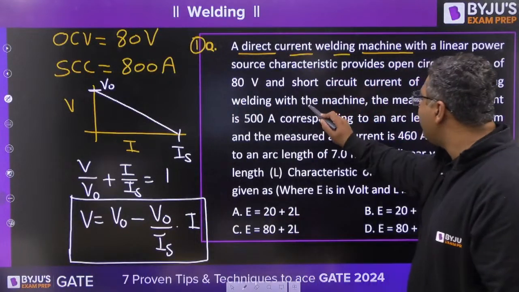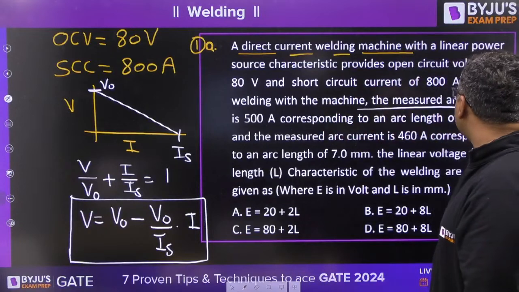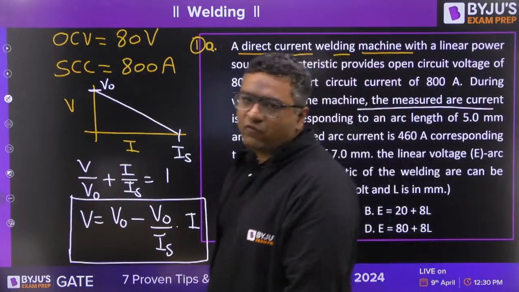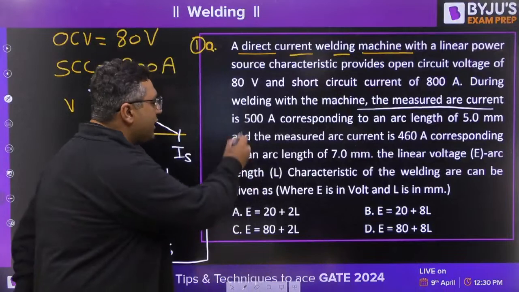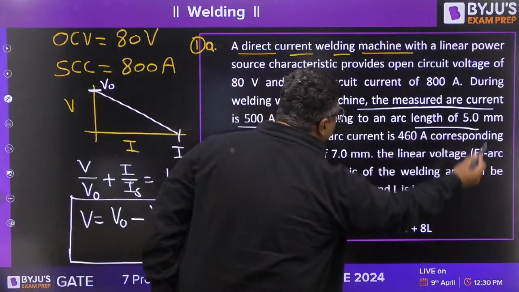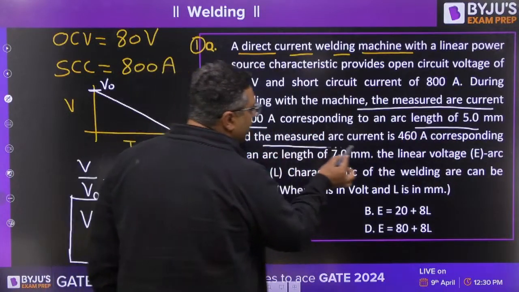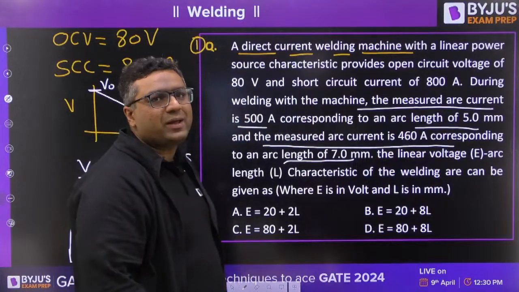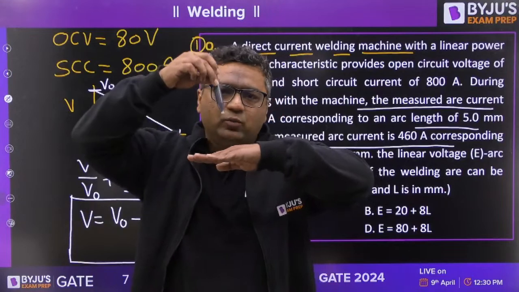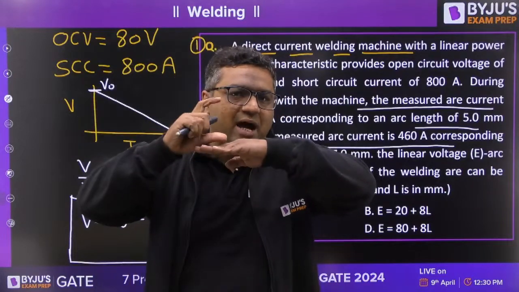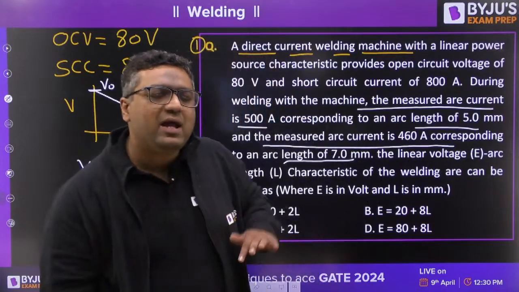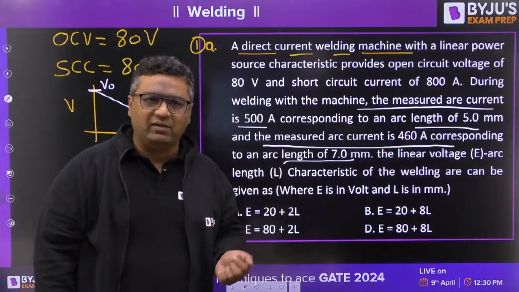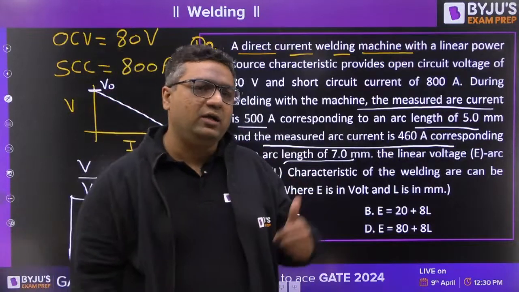They have mentioned the measured current is 500 ampere when the arc length is 5 mm, and they are saying the current is 460 when the arc length is 7 mm. Whenever the electrode moves towards the workpiece, the arc length will vary, and when arc length varies, voltage will vary. When voltage varies, current will also vary.